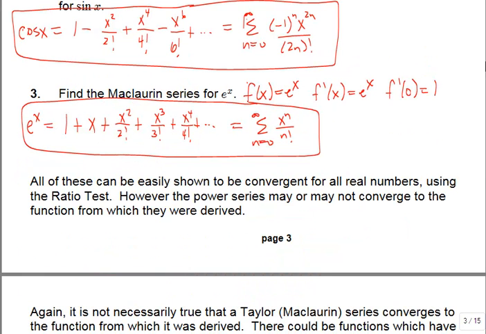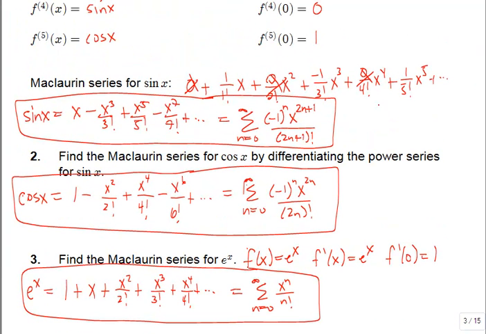Now all of these can be easily shown to be convergent for all real numbers using the ratio test. However, the power series may or may not converge to the function from which they were derived. Using the ratio test, you can prove that the intervals of convergence are all real numbers for all three of these. So these always converge.